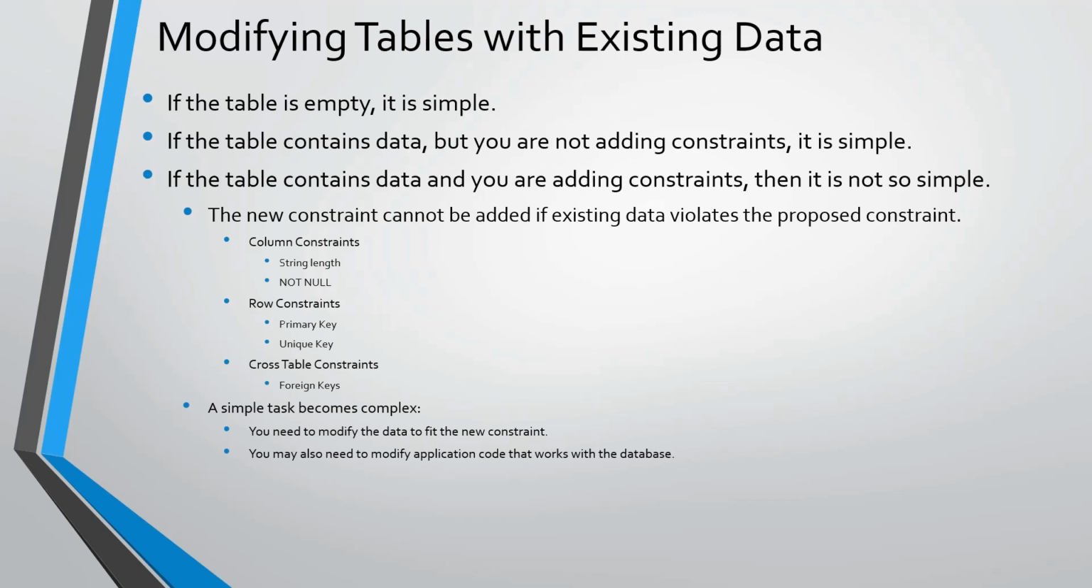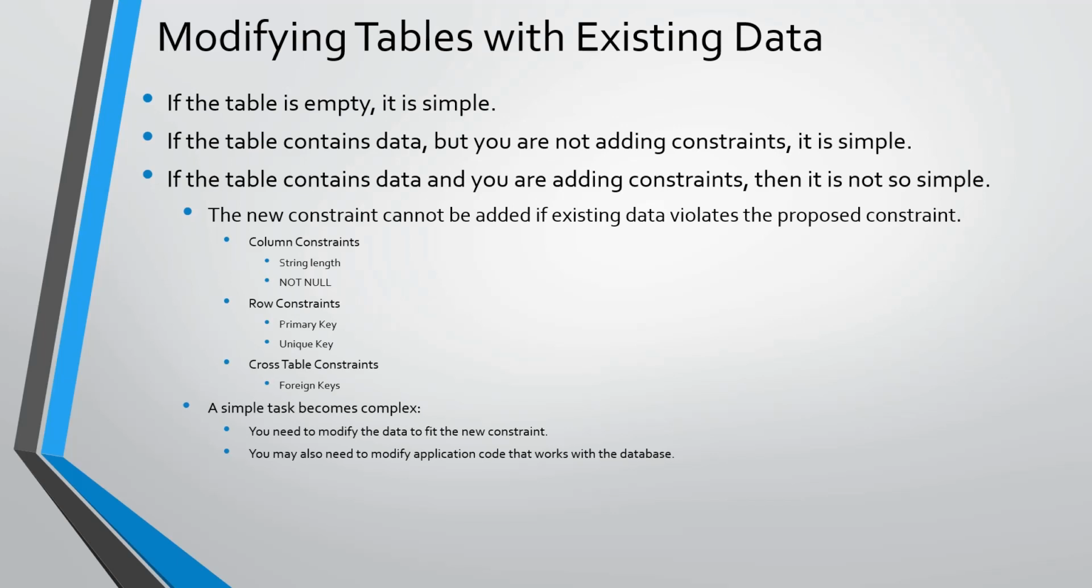If the table is empty, it's simple to use the alter table command. If the table contains data, but you're not adding constraints, it's also simple. You're not adding new rules that constrain the data. However, if the table contains data and you're adding constraints, then it's not so simple. The new constraint cannot be added if existing data violates the proposed constraints.